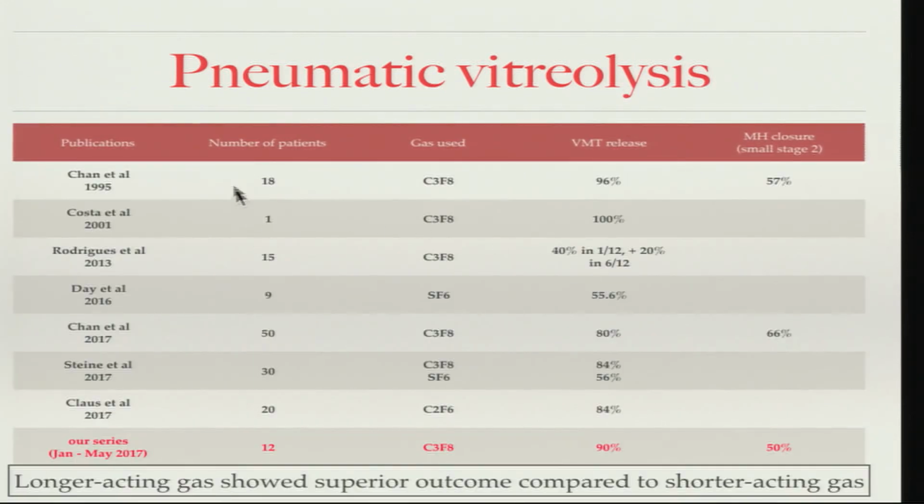There are many papers, again not very big series, which have had very great results with pneumatic vitreolysis. In our series, we have done about 12 patients whom we have followed up for more than 6 months, and we used C3F8, which had a 90% release of VMT. And we had 2 patients with macular hole. 1 patient developed retinal detachment after a hole, so we needed to do vitrectomy immediately. So it's about 50%.